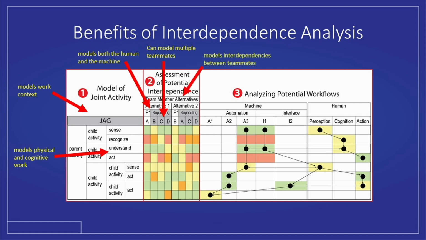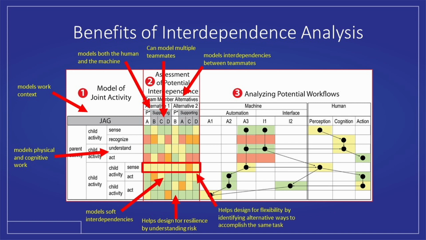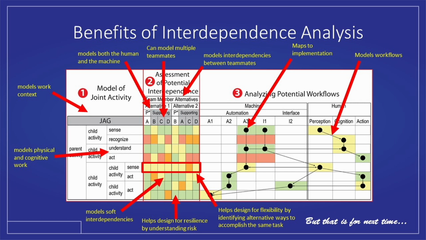Most uniquely, it models interdependencies between teammates. This is really the key to the whole approach. In particular, it models soft interdependencies. If you ignore these, you will have a much less effective team. It helps design for resilience by understanding risk, and it also helps design for flexibility by identifying alternative ways to accomplish the same work. Though we didn't cover it, it maps to implementation, and it also models potential workflows. But that's for next time.